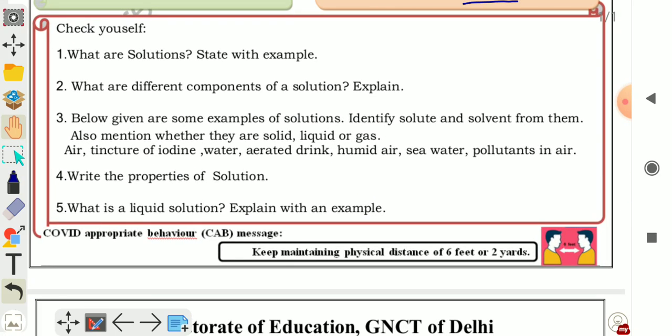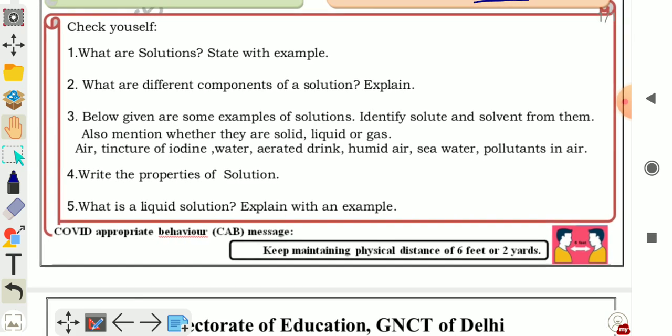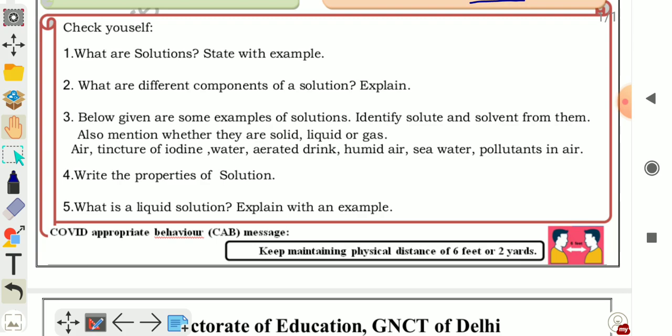Next question is, what is liquid solution? Liquid solution is one in which solid substances dissolve in liquid. Such solutions are called liquid solution. Example, sugar solution or salt solution, in which we dissolve sugar in water or salt in water.